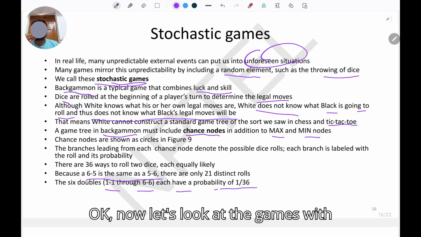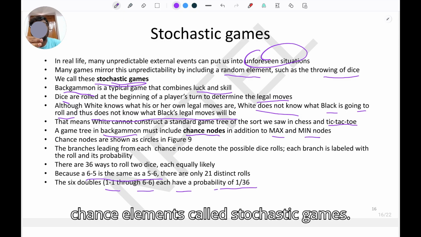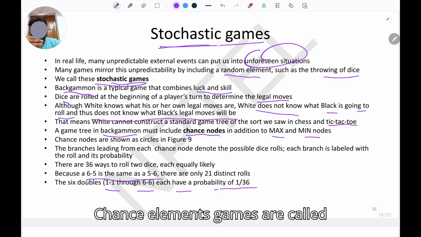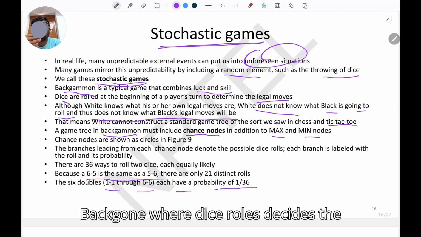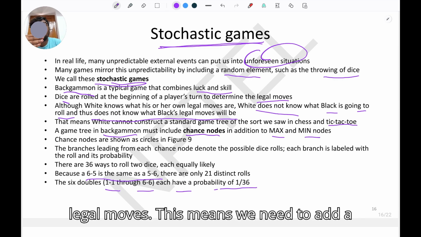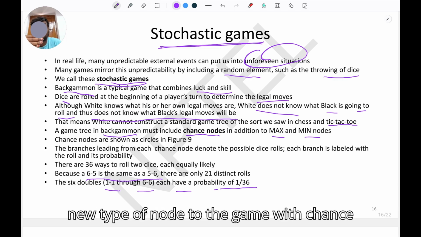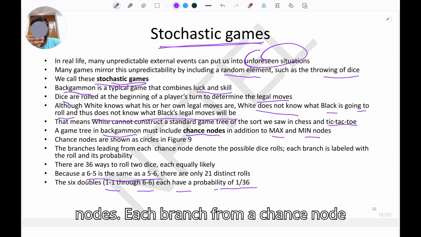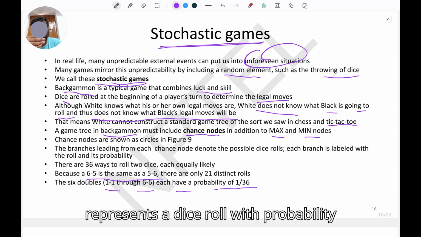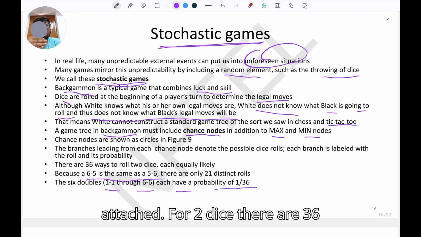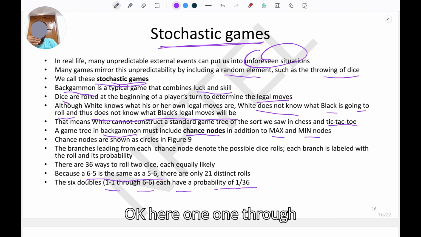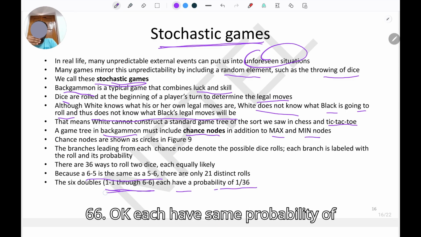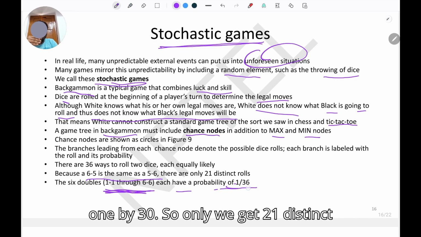Okay, now let's look at the games with chance elements, called stochastic games. A good example is backgammon, where dice rolls decide the legal moves. This means we need to add a new type of node to the game tree: chance nodes. Each branch from a chance node represents a dice roll with a probability attached. For 2 dice, there are 36 outcomes, but only 21 distinct rolls. The doubles, 1-1 through 6-6, each have the same probability of 1/36. So we get 21 distinct rolls.